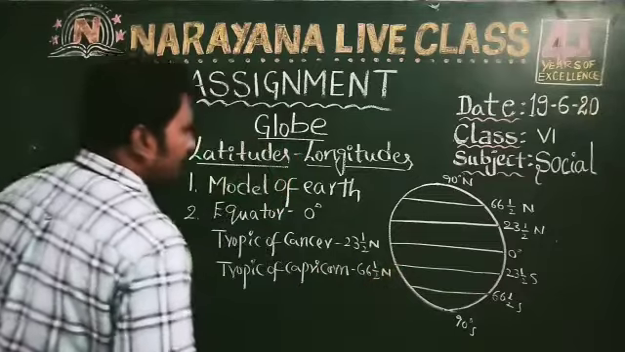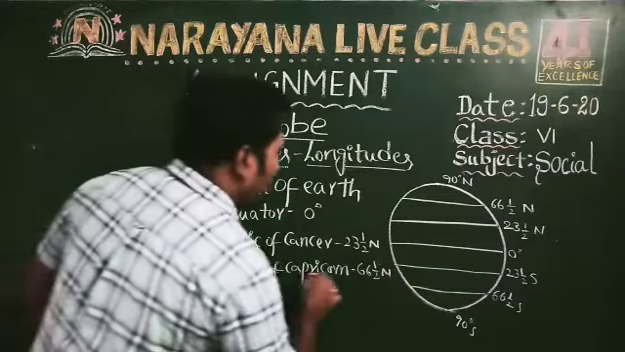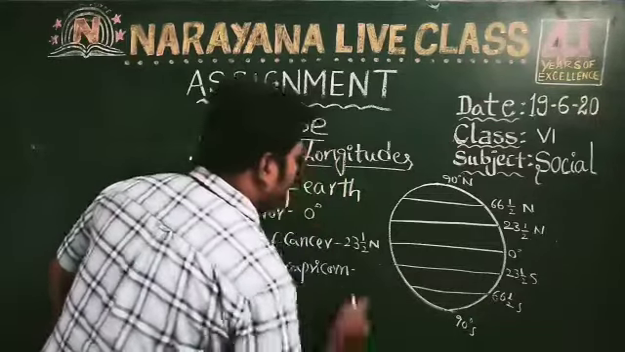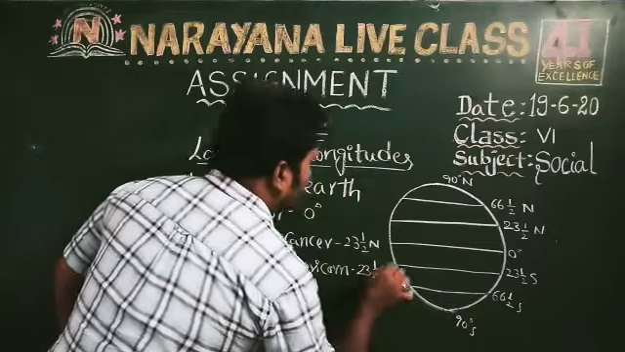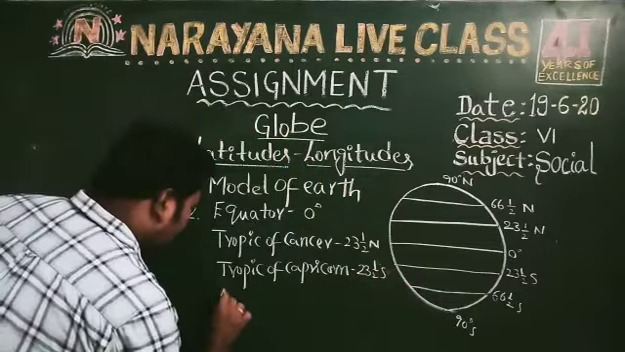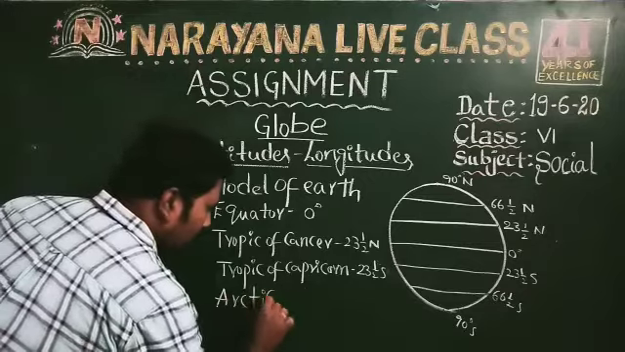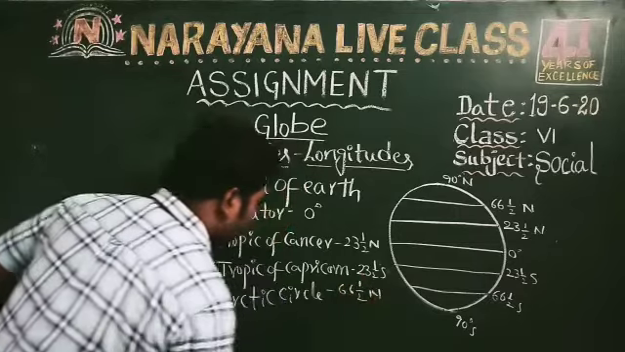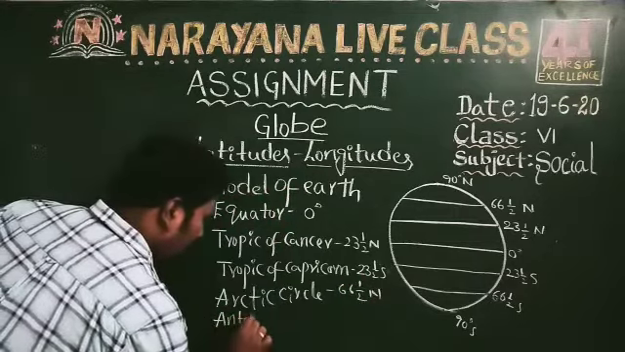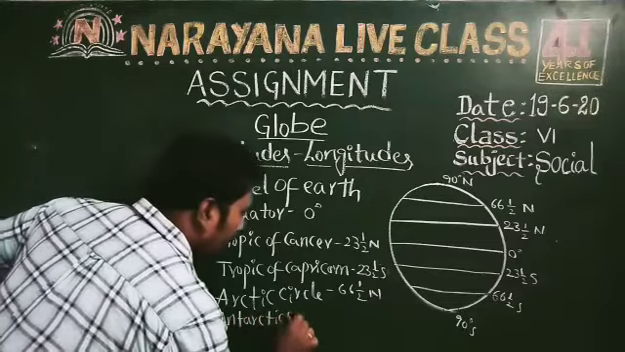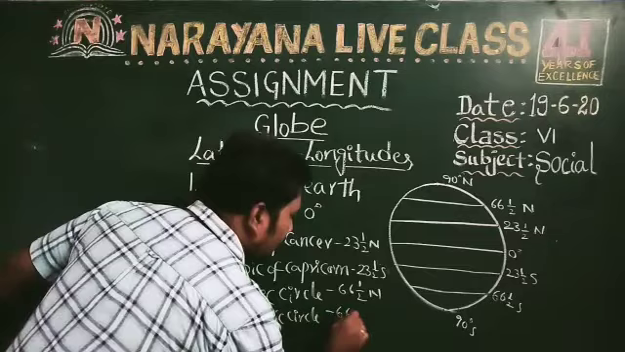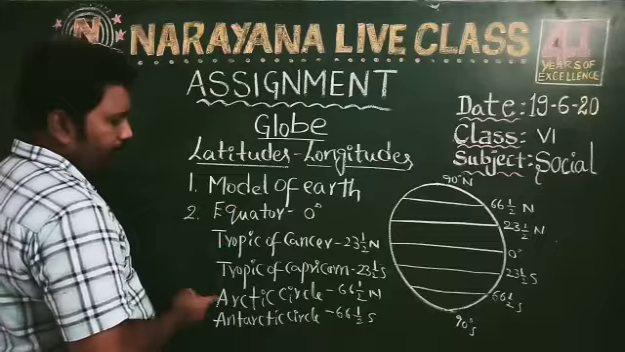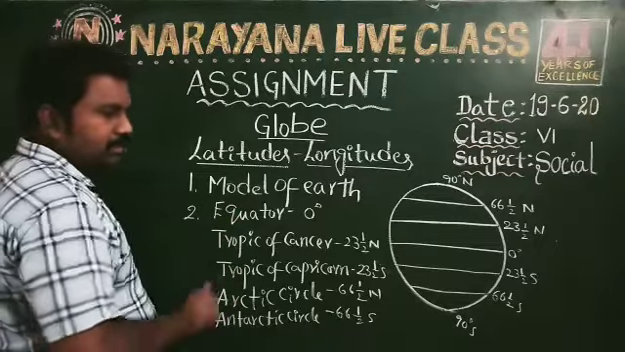Tropic of Capricorn is the down one. So this is Tropic of Cancer, 23° north, and this is south, Tropic of Capricorn. Then Arctic Circle, 66° north. Antarctic Circle, 66° south. So total 1, 2, 3, 4, 5, 5 major latitudes. So this is the second question's answer.